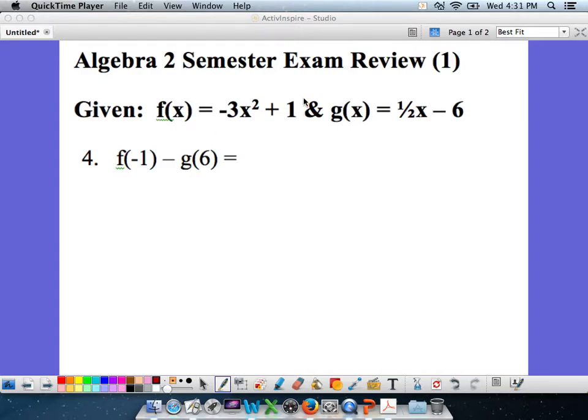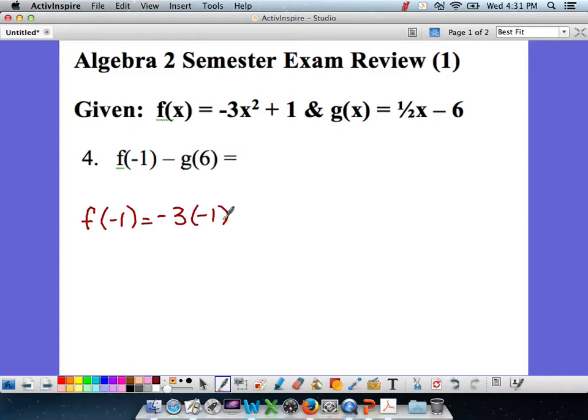f of x is equal to 3x squared plus 1, and g of x is equal to 1/2 x minus 6. The problem says find f of negative 1 minus g of 6. You have to first do each one individually. To find f of negative 1, you go here, and where there's an x, you're going to substitute in negative 1. A reminder to keep that negative 1 in parentheses, especially if you type it in a calculator.